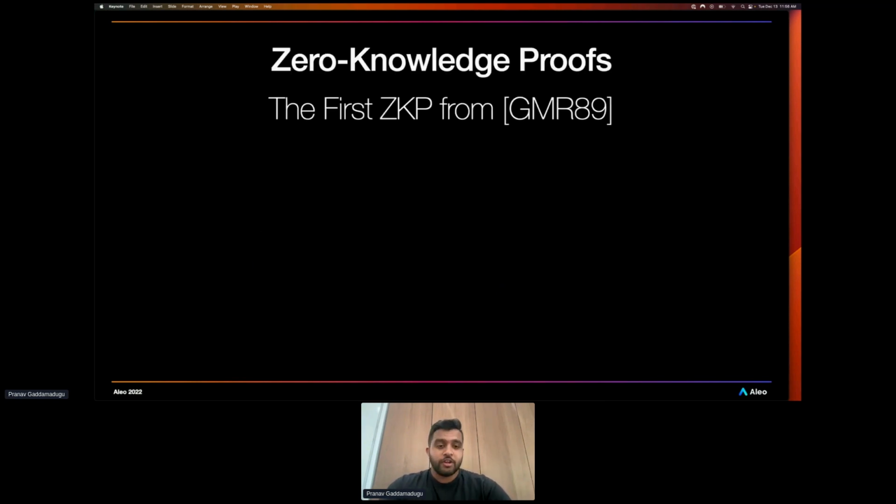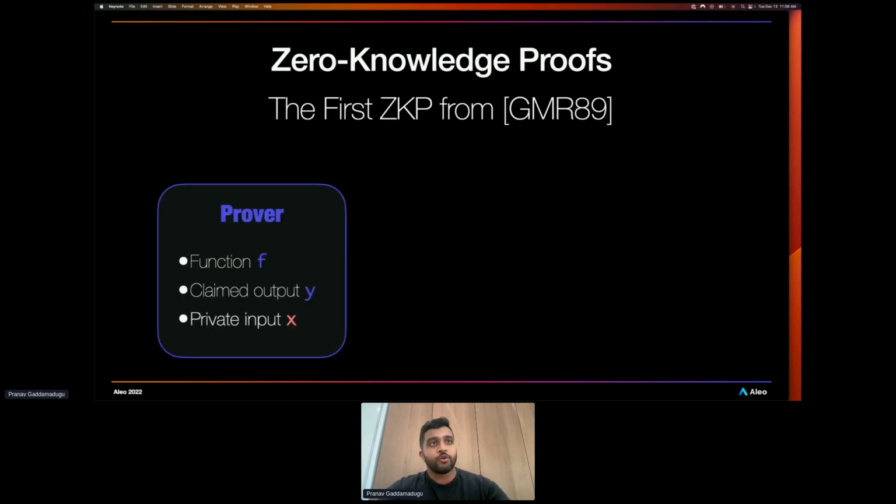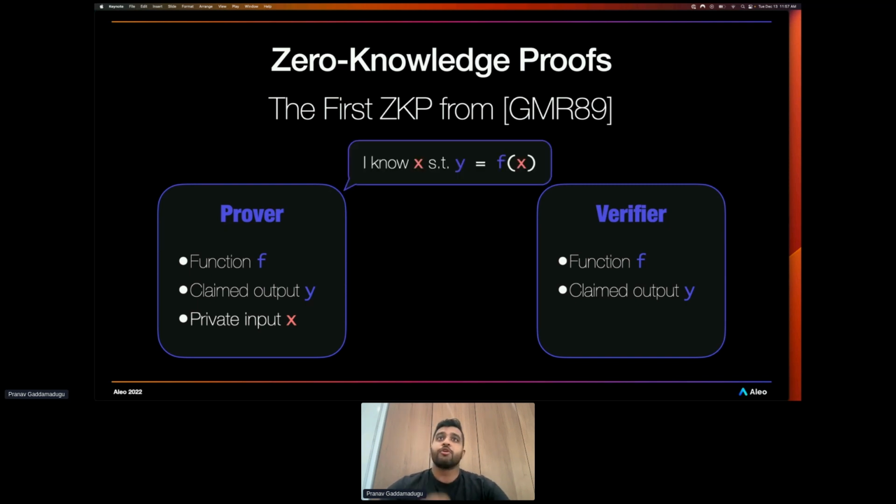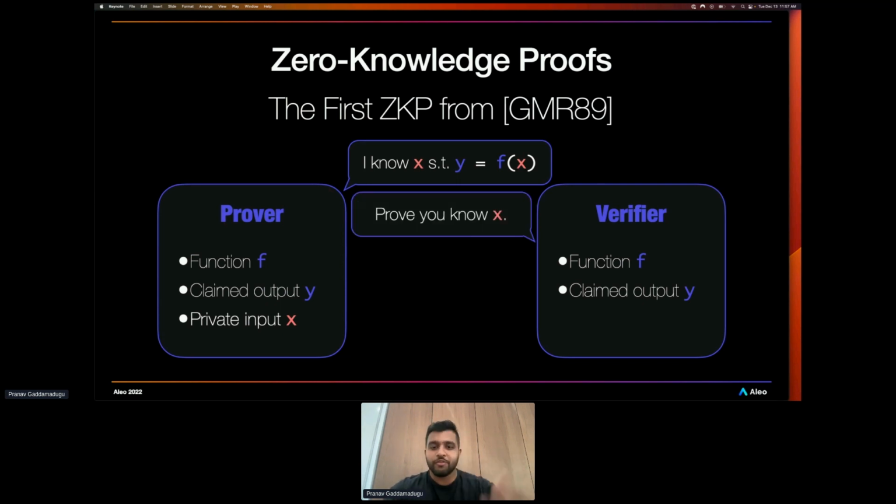So the first zero-knowledge proof was invented in 1989, and the protocol is constructed at a high level as follows. You have a prover with some function f, some claimed output y, and the prover has some private input x that it does not want to reveal. You also have a verifier with access to that same function and public knowledge of the output. So the prover claims that they know some private input x such that this statement holds. The verifier asks the prover, okay, prove it to me.